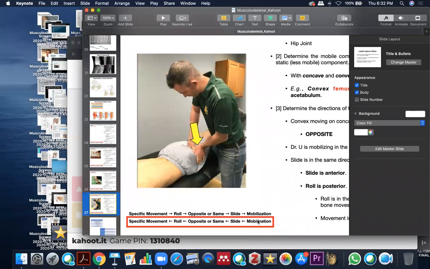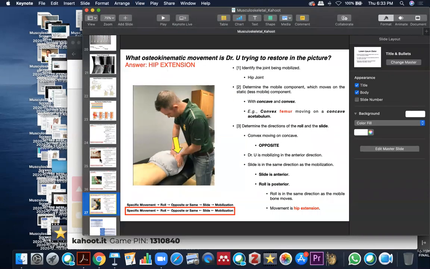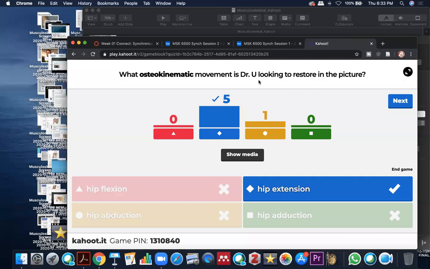So mobilization is anterior. So slide is anterior because they're the same direction. And we said roll and slide are opposite. So if the slide is anterior, roll is posterior. And then if you think about a movement of the hip where you're moving your femur posteriorly, that would be hip extension. And so that's why here the movement that he's trying to restore is hip extension.